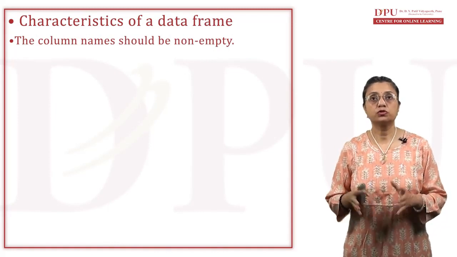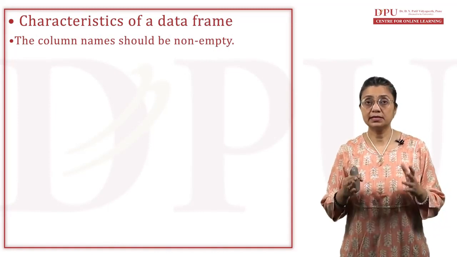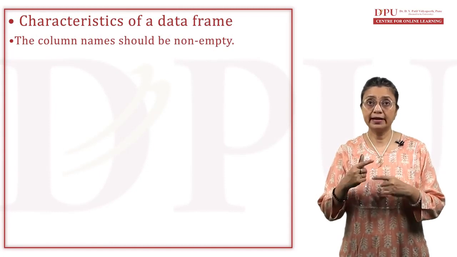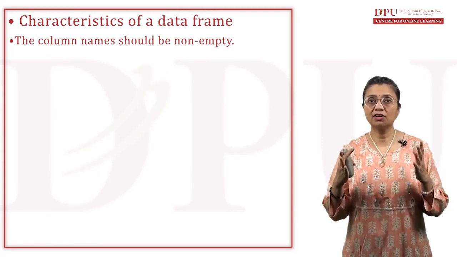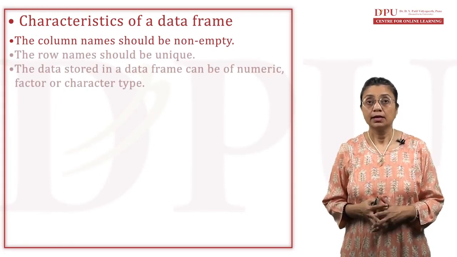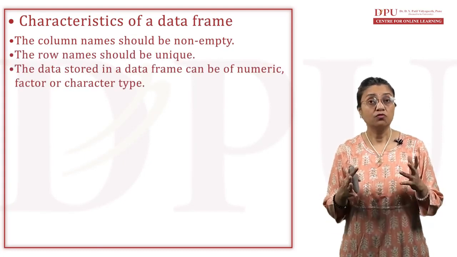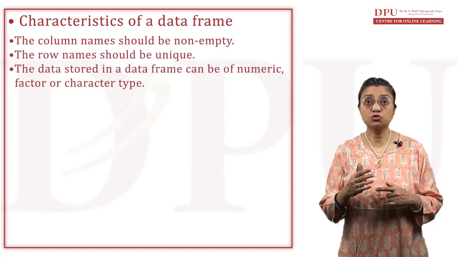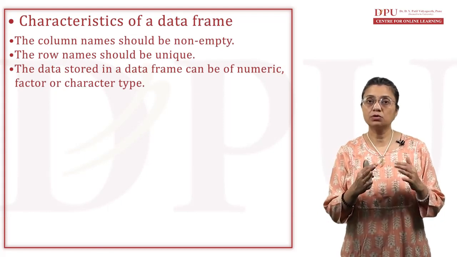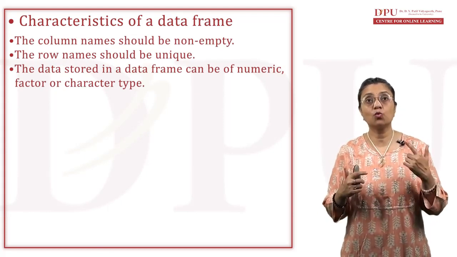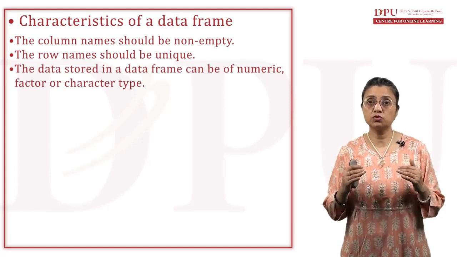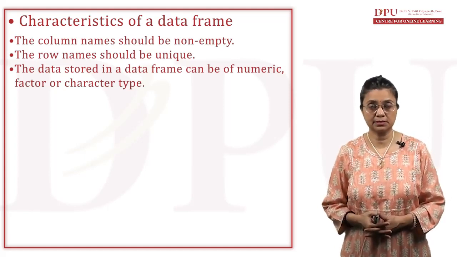The column names should be non-empty, which means that if I'm giving a column, its header has to be there. I cannot have a column without any name. The row names should be unique, which means that each row name has to be different. Every row is a different row because it pertains to one person. Each row uniquely identifies a particular person.